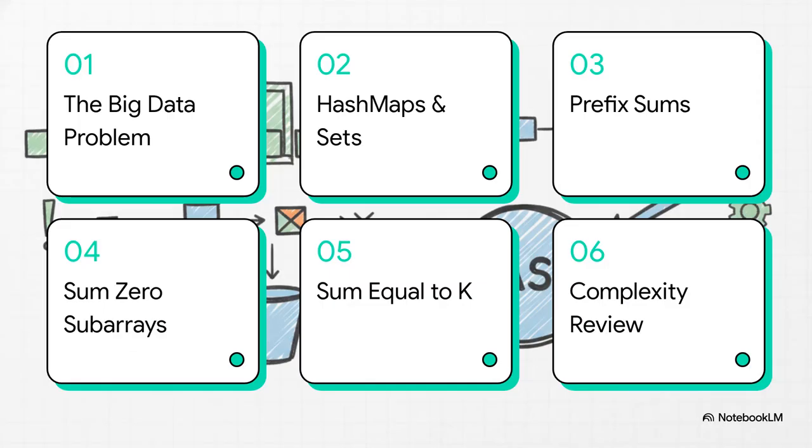Okay, so here's our roadmap for today. We'll look at the big data problem, then dive into hash maps and sets, explore prefix sums, tackle sum zero subarrays, level up to sum equal to k, and finish off with a complexity review.